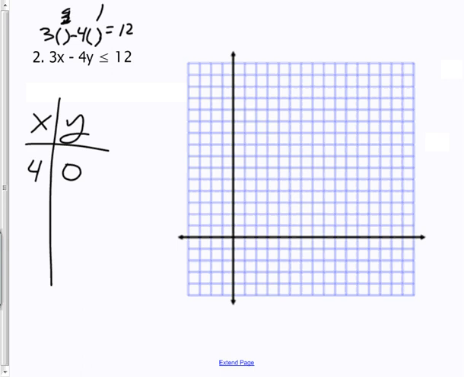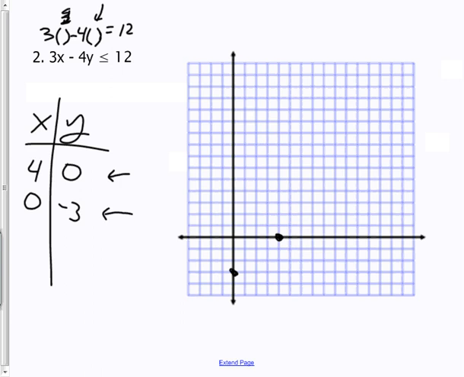Or what number could I put in here that would work right off the bat? -3. If y was -3, then what would x have to be? 0. What did I just find? The x-intercept and the y-intercept. The x-intercept is where y is 0, and the y-intercept is where x is 0. And so if I graph those, over 4, up 0, and over 0 and down 3, see how they're the x- and y-intercepts? If I just draw a line through them, I've got my graph.